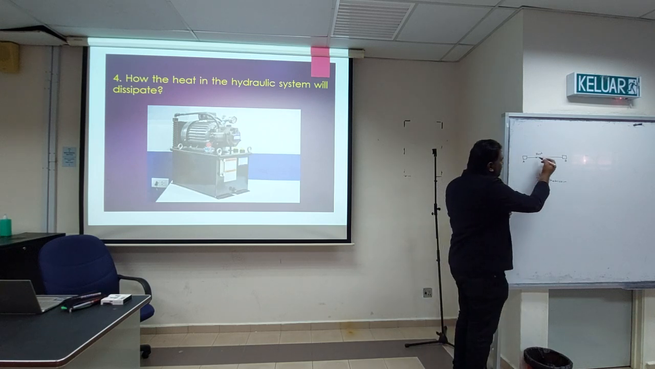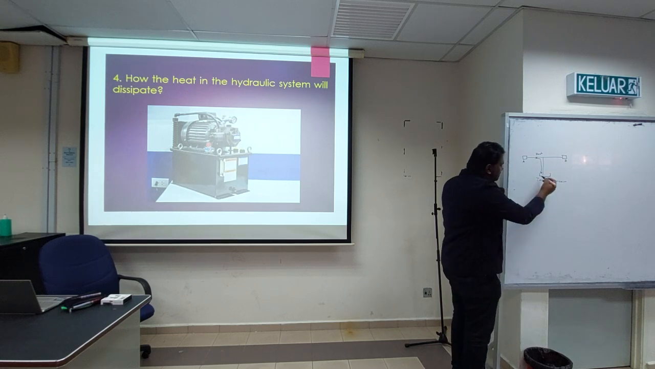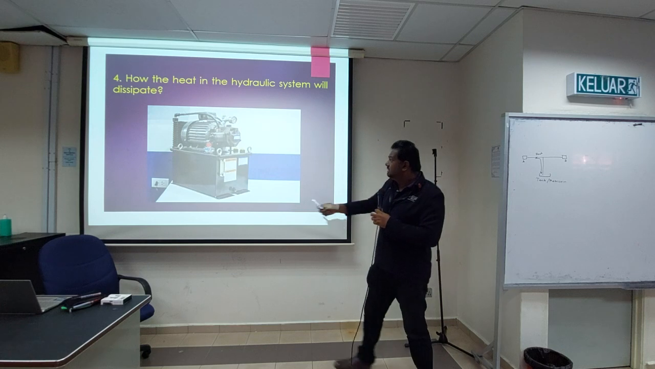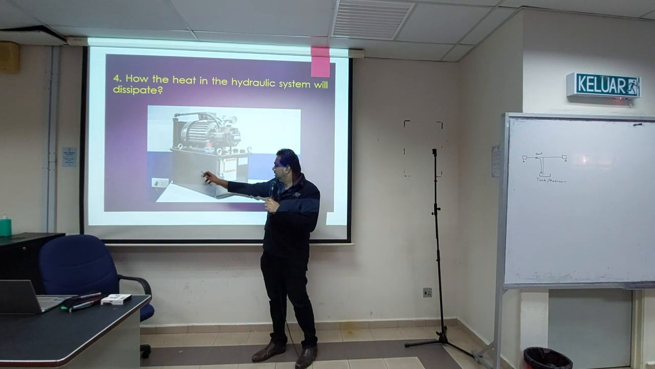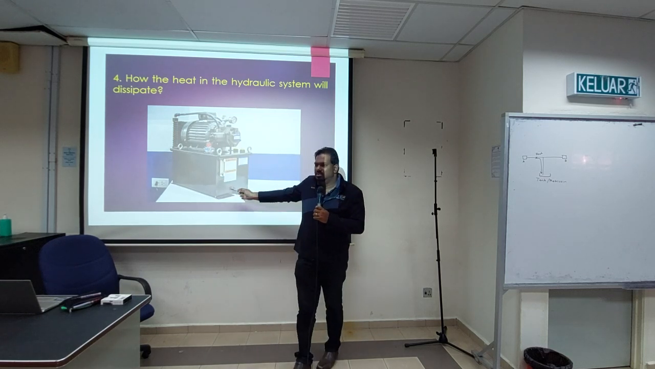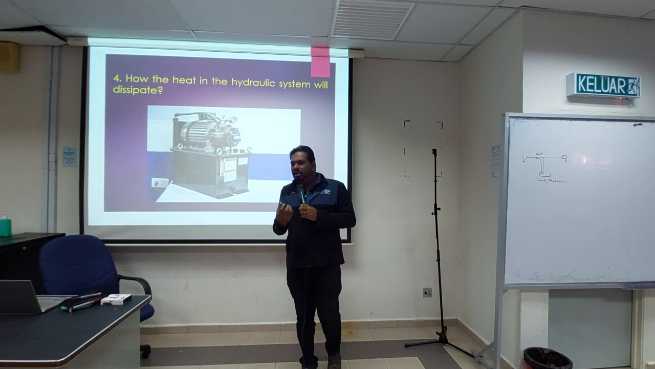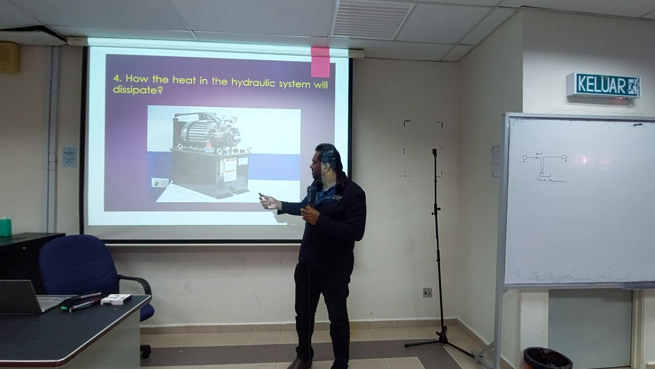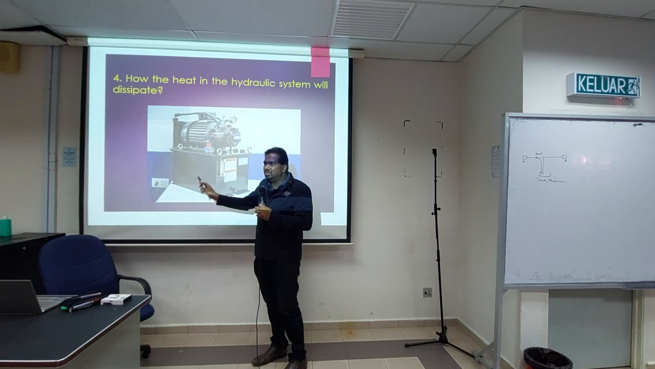Okay, apa yang dia akan buat? Dia dah detect it dekat sini. So dia akan hantar balik ke sini. So dekat sini, it will be like this. Okay, so it will be attached. So hydraulic oil ada dalam ni. So yang ni selalunya dibuat daripada besi, besi ataupun metal lah. So metal selalunya is good heat conductor. Oil sampai dekat sini. So what it will be touching to the surface of the tank.